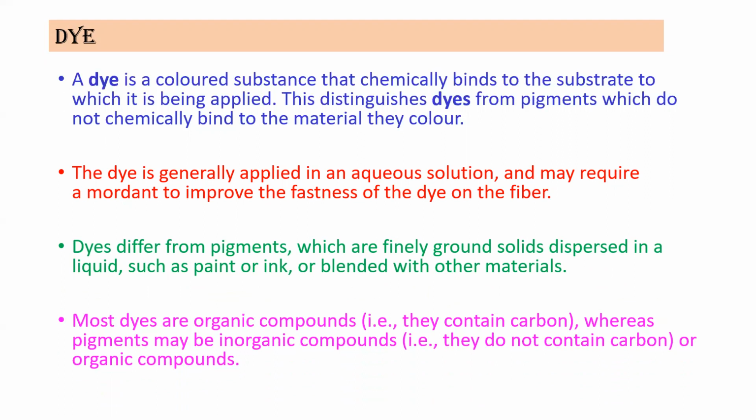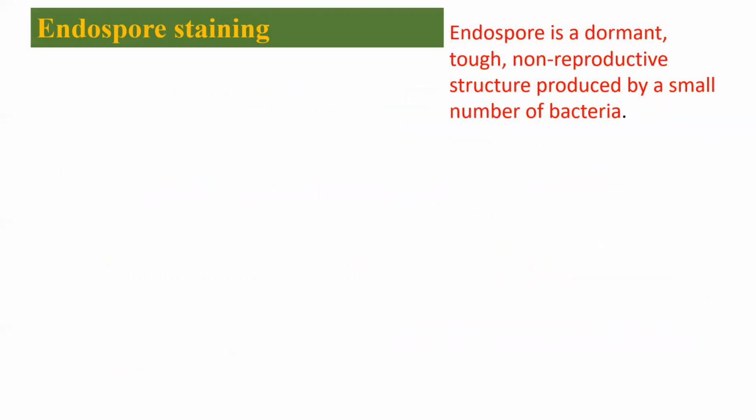Most dyes are organic compounds. That is, they contain carbon, whereas pigments may be inorganic compounds or organic compounds as well. Now we are coming to the first type of staining, that is endospore staining.